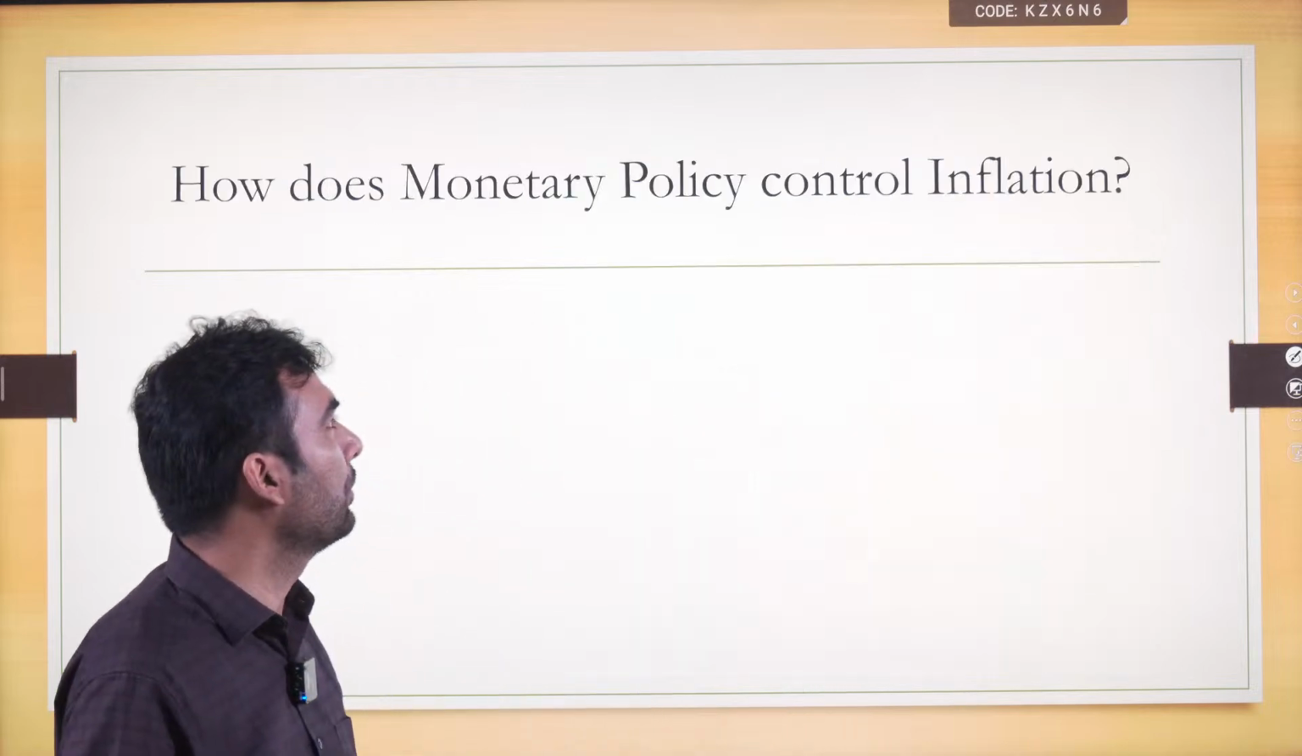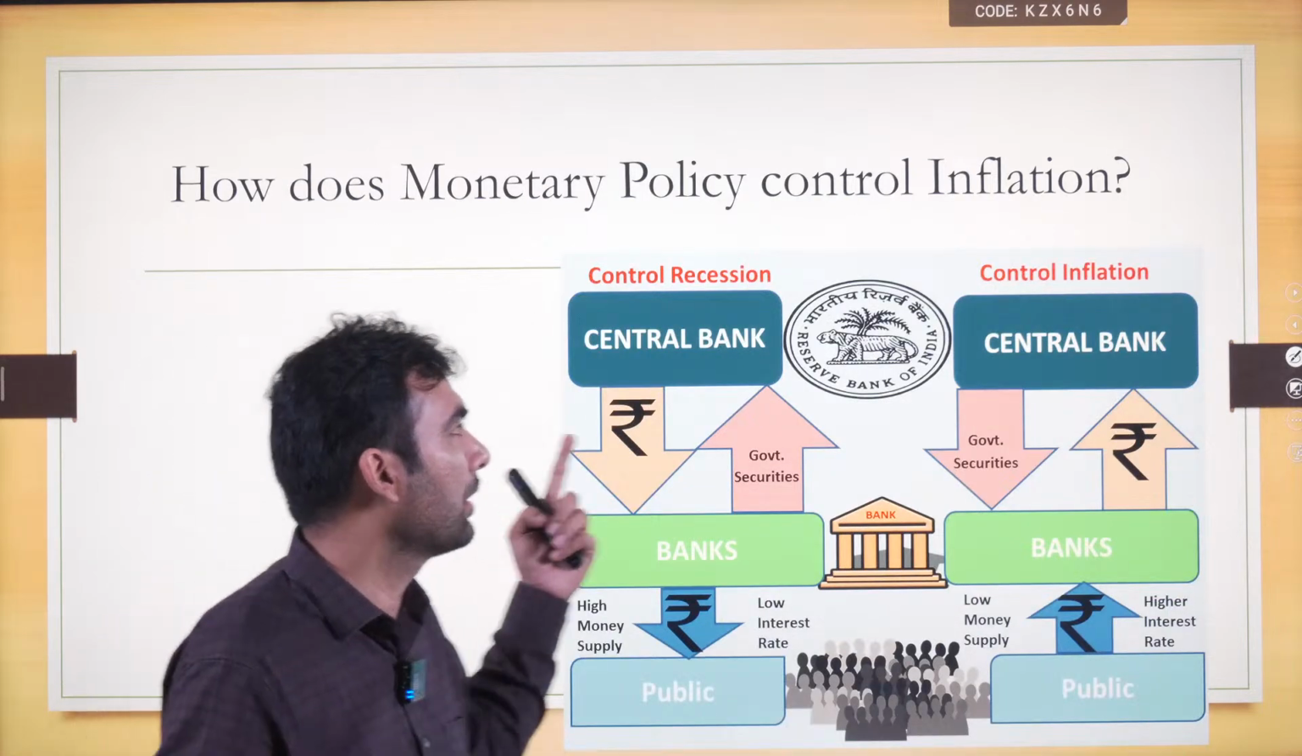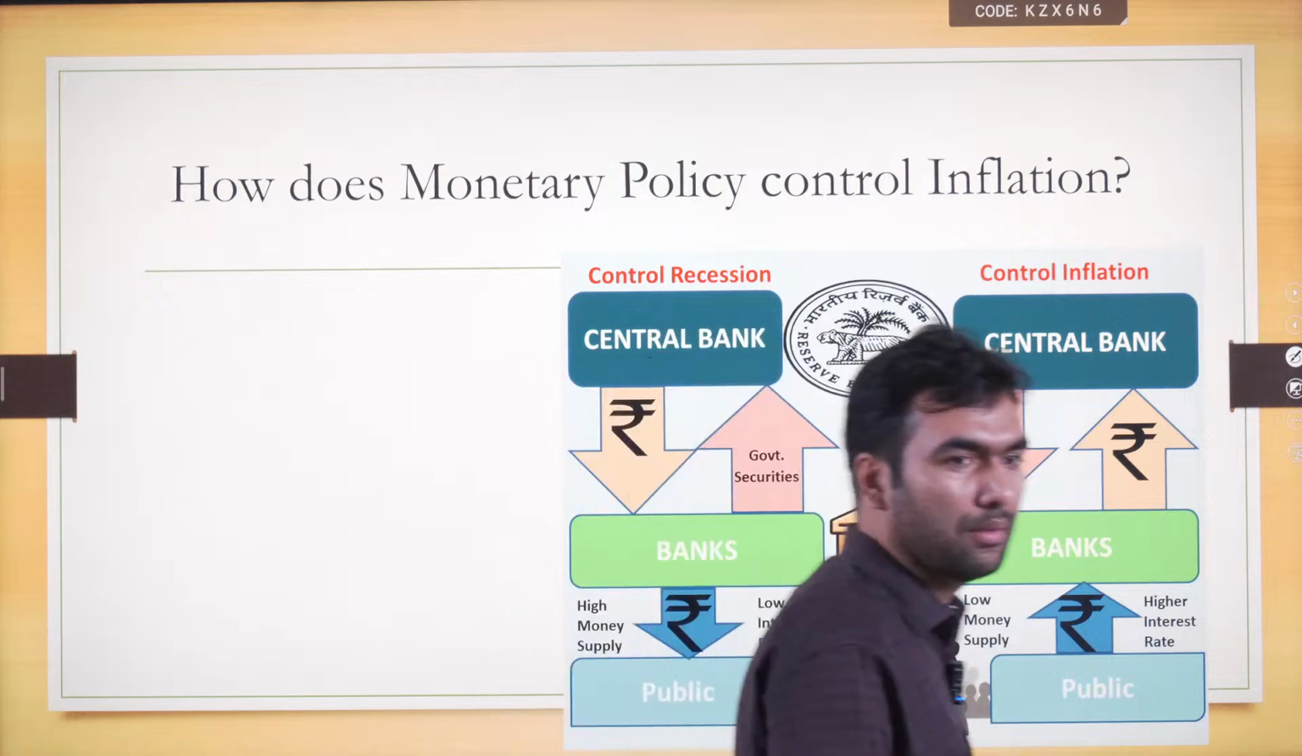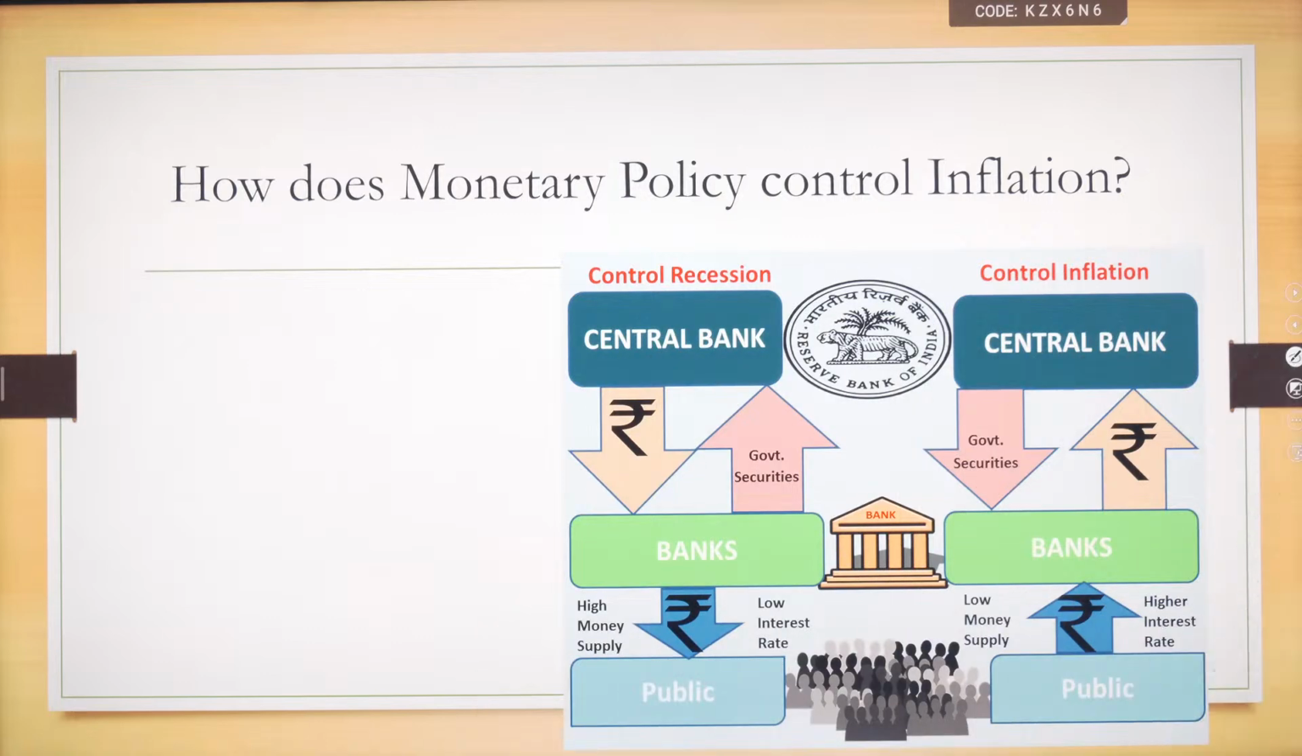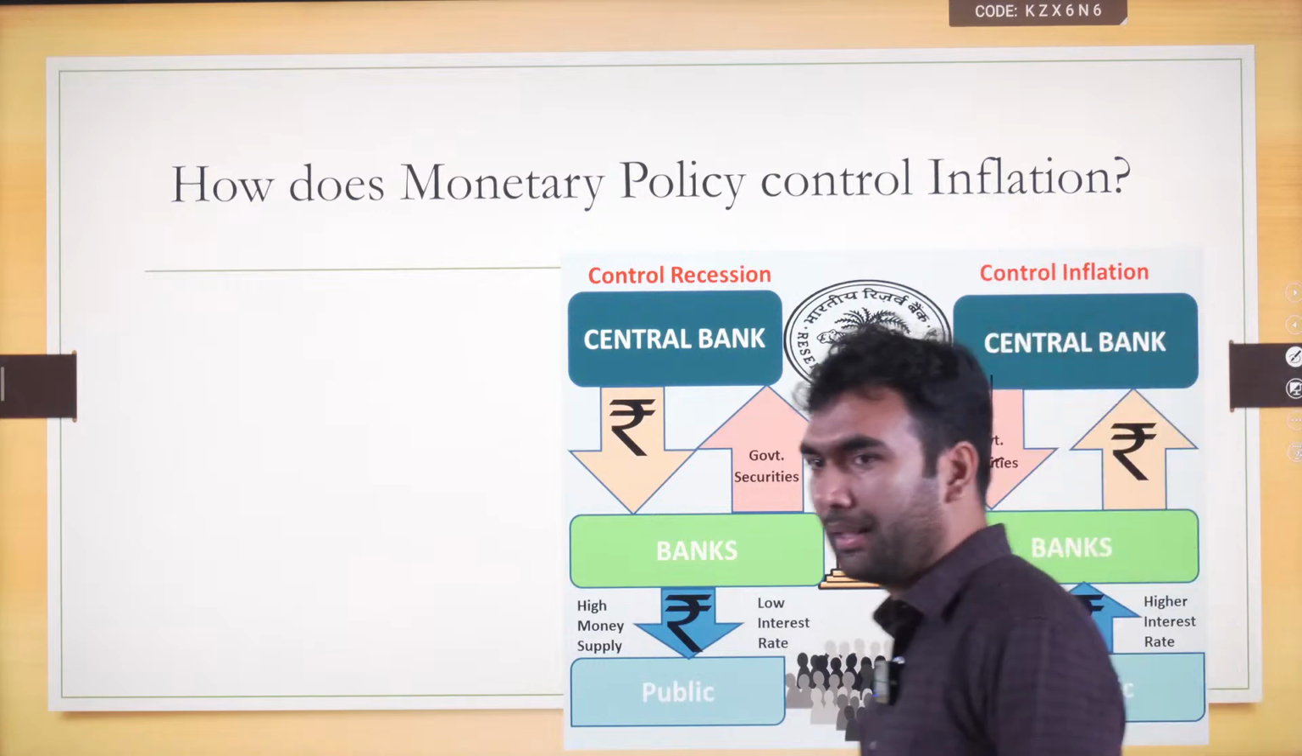There is one more tool that controls inflation, that is open market operation. Here it's simple. If RBI has to control inflation, it should take money out of the market. How can it take money out? It will sell government securities and take money out. Are banks obligated to buy those government securities? Technically no, but practically yes.